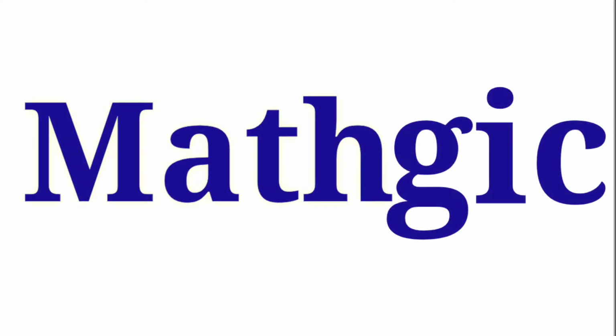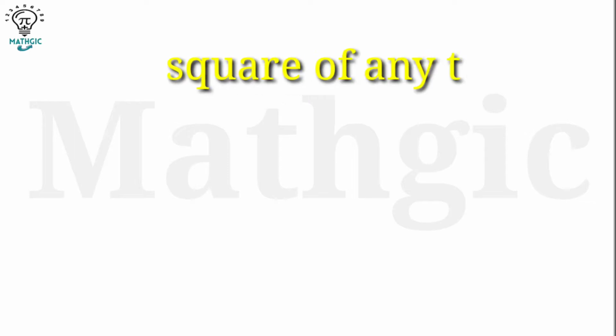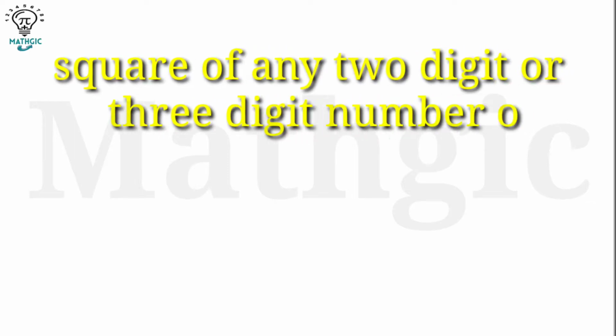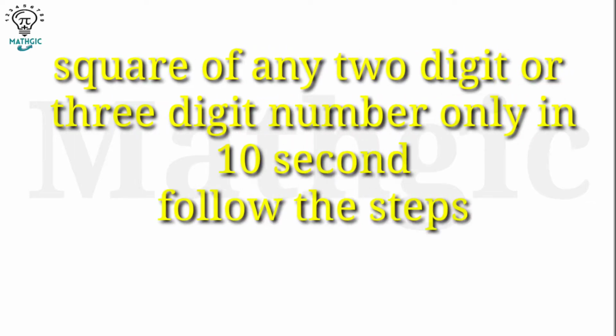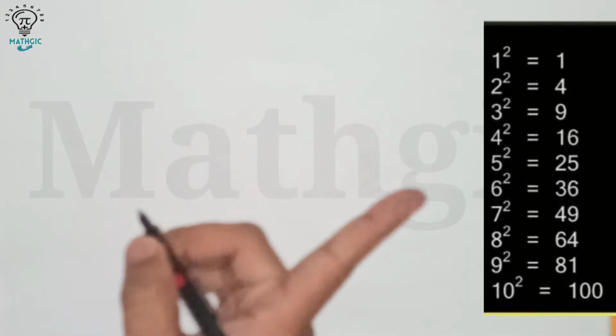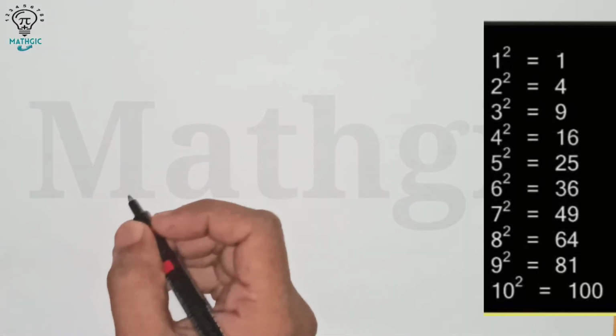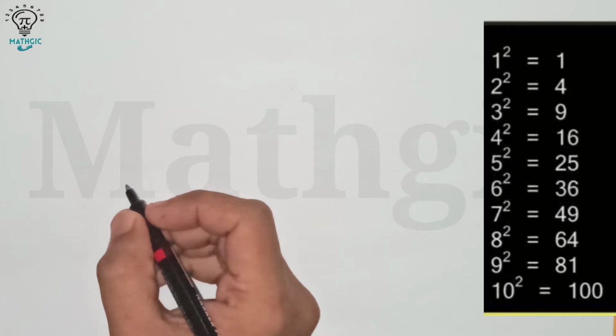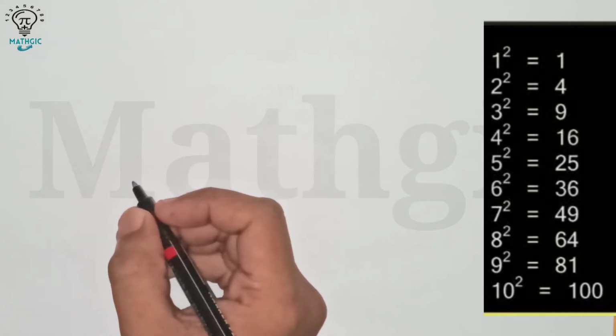In this video you will learn the square of any number, from 2-digit to 3-digit, in only 10 seconds. You only have to follow these two steps. Before that, you should know the squares of at least 1 to 10. That is, 1 square is 1, 2 square 4, 3 square 9, 4 square 16, 5 square 25, 6 square 36, 7 square 49, 8 square 64, 9 square 81, 10 square 100.